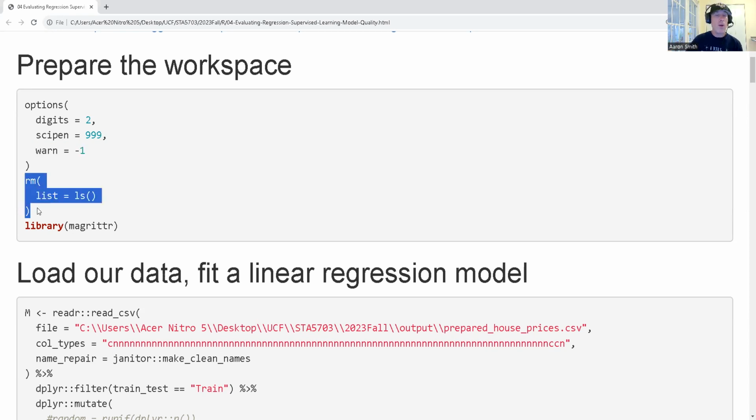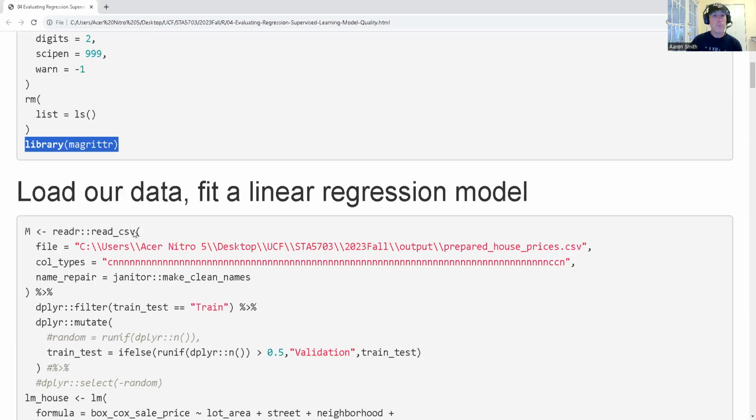Here, I'm just making sure I don't have any junk in my workspace, any artifacts that R could think is something else. And I'm using the magrittr package for piping.